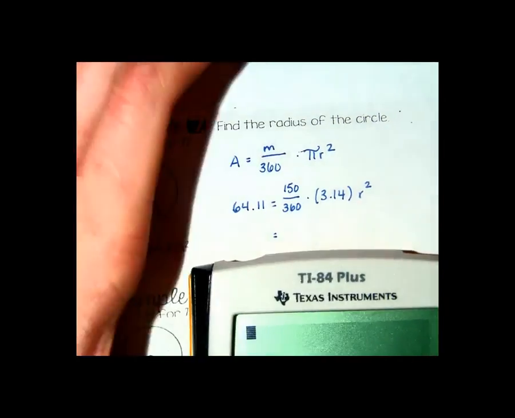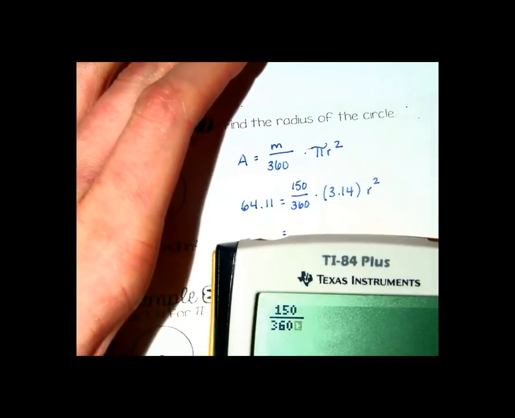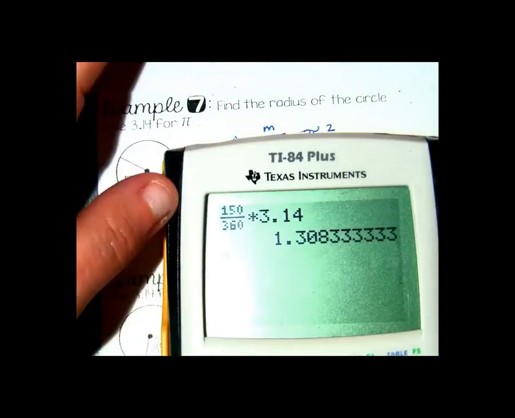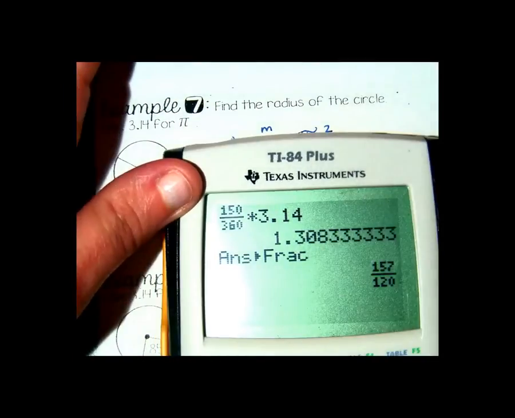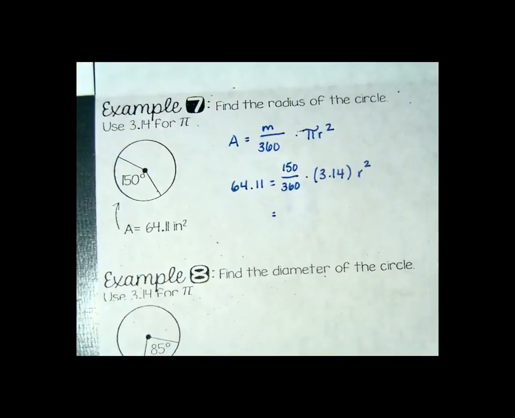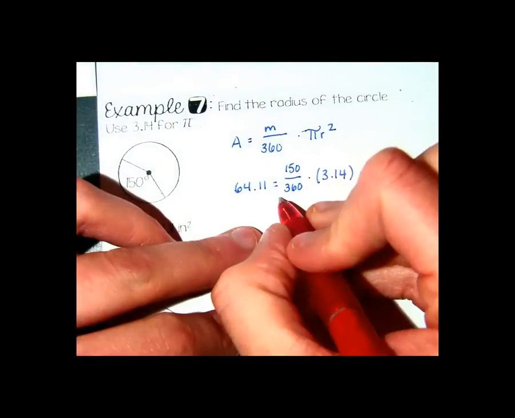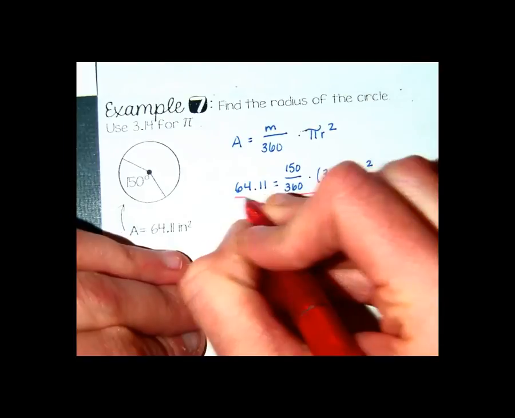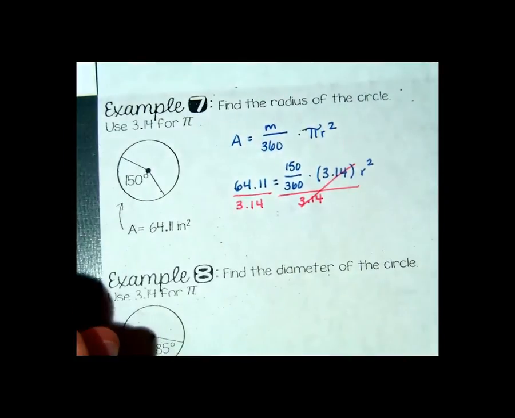A repeating decimal means you could simplify it to a fraction. So the fraction 150 over 360 times 3.14. If you press math and enter twice, it'll tell you it's 157 over 120. You know, though, if we do that and we just have pi, not 3.14, we're going to have a problem. So let's not do that. Let's divide by 3.14 first. All it means is we're just going to be dividing twice. It doesn't really matter which one you do first.